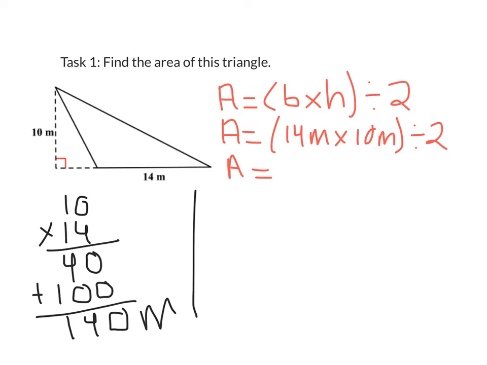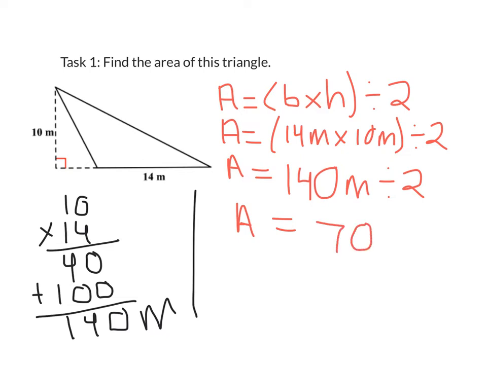I can go ahead and plug that in. So 14 meters times 10 meters equals 140 meters. And I would divide by 2. So I know that 140 divided by 2 is 70. And so my area would be 70 square meters.